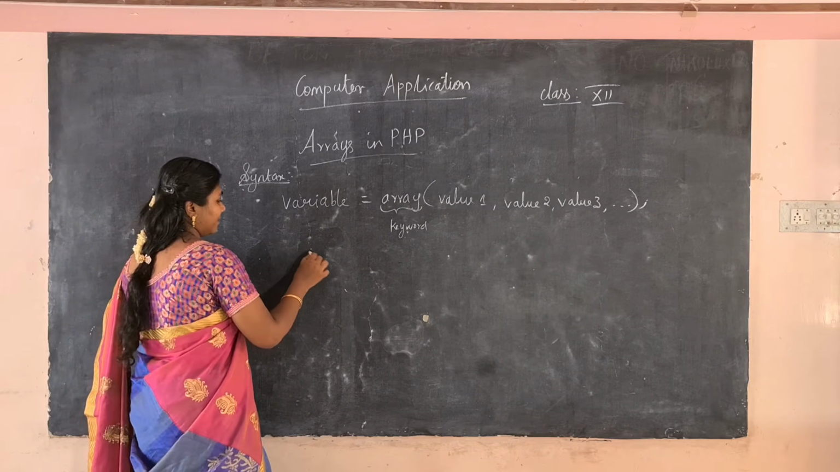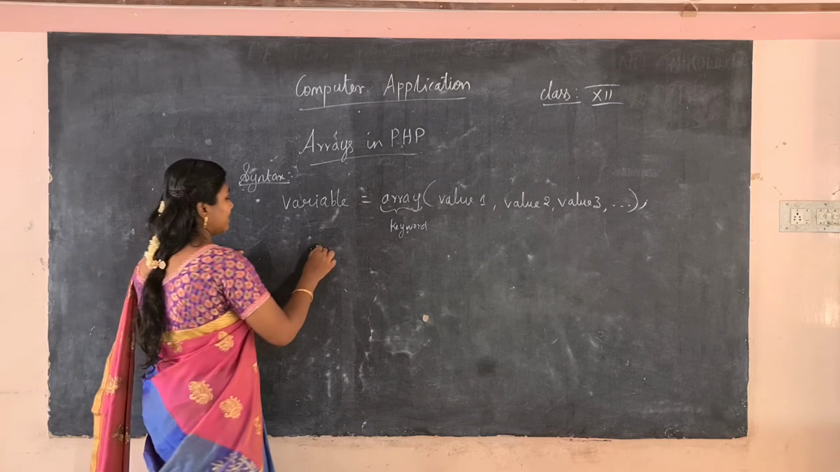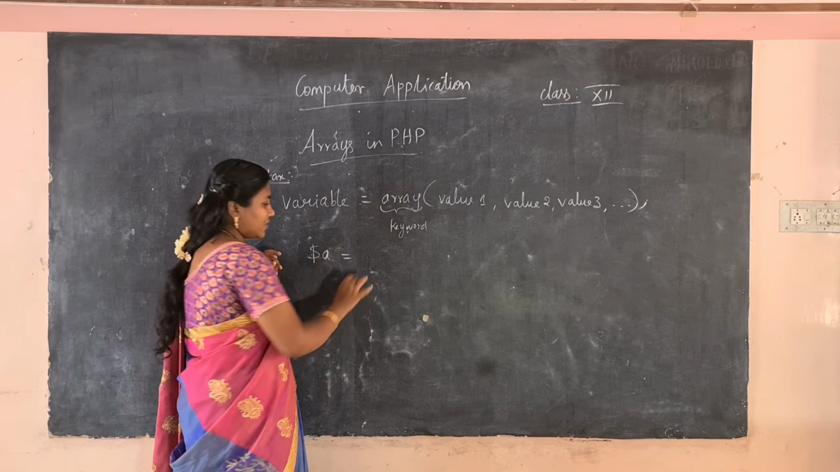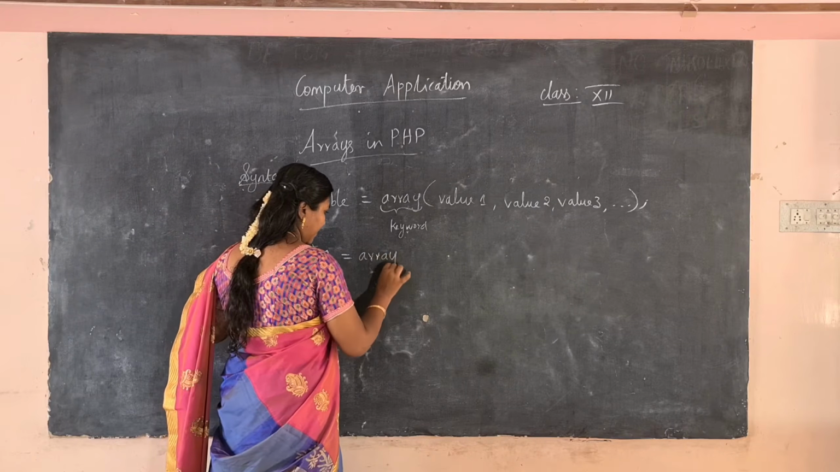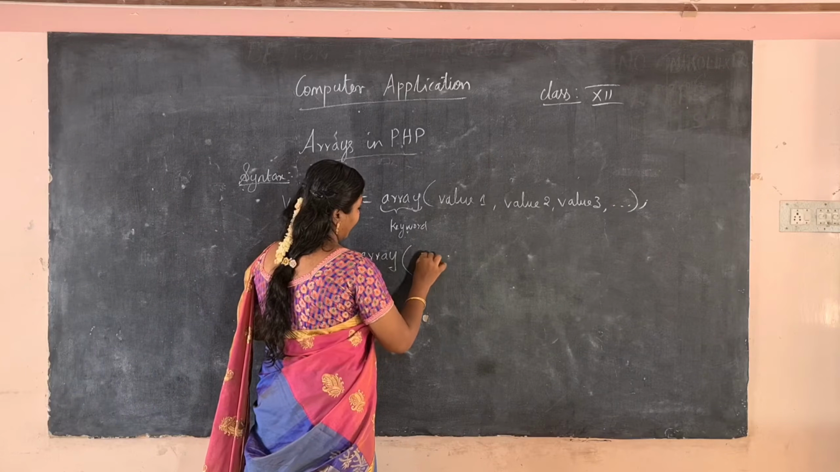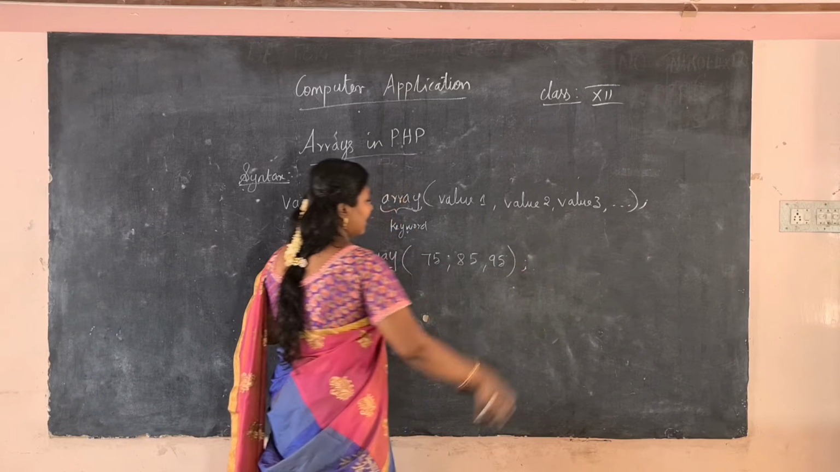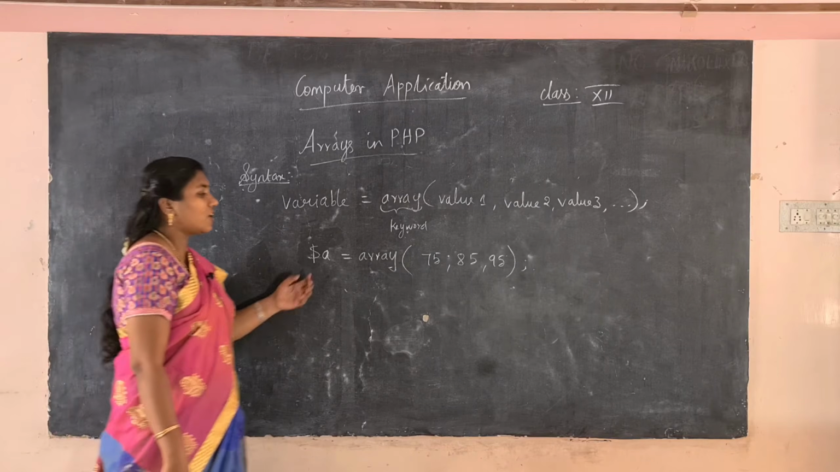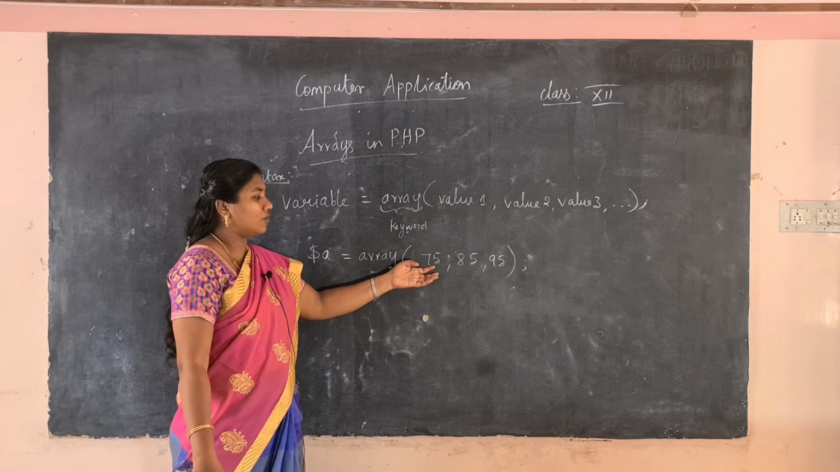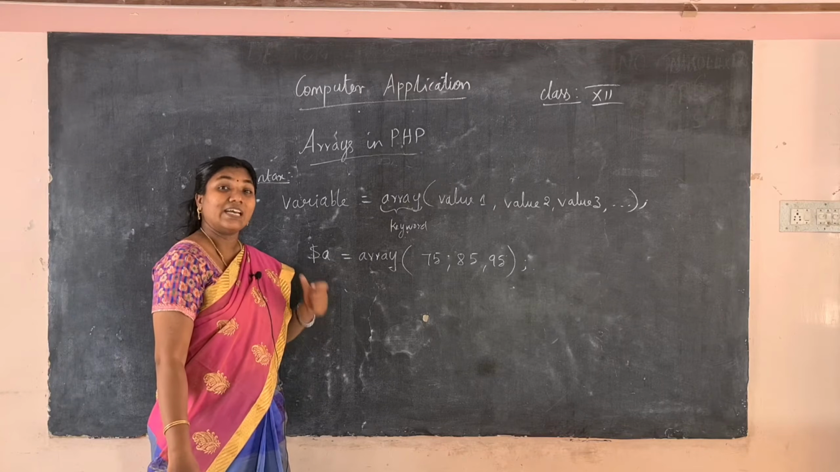Let us see an example. What is the rule for creating a variable? The variable must start with the dollar symbol. So dollar A. I have a variable A which is equal to an array. Array is a keyword, you must use it as such. I am giving 3 values: 75, 85 and 95. How are these values accessed? If I want the value 85 particularly, how can it be accessed? For accessing these types of values we use the index.